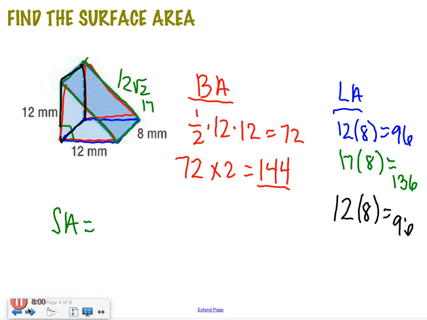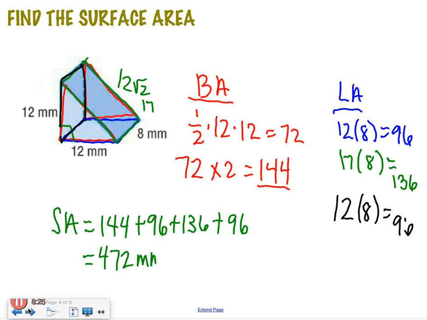172 millimeters. Yep, 194. What do we get? 472 millimeters squared. A very big number.